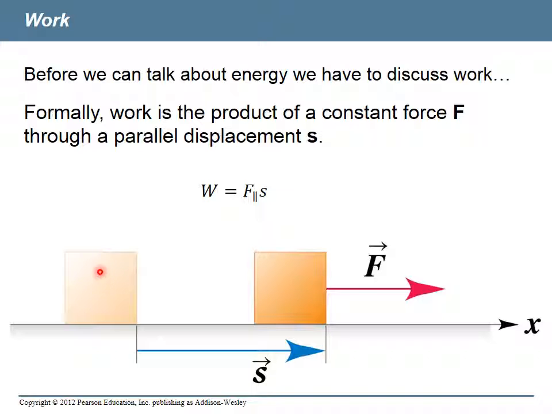Similarly, the normal force acts upwards, and there is no component of the normal force acting in the direction of the displacement. So the work done by the normal force is also equal to zero in this case.